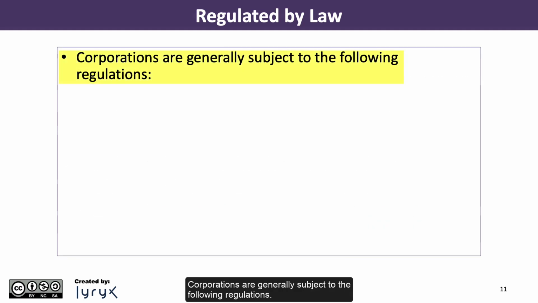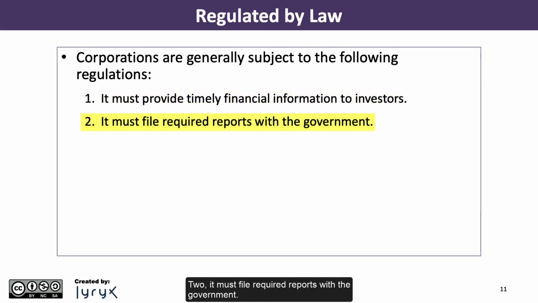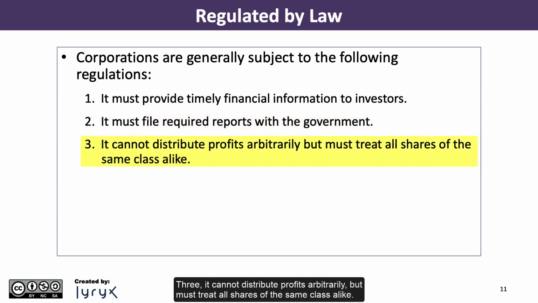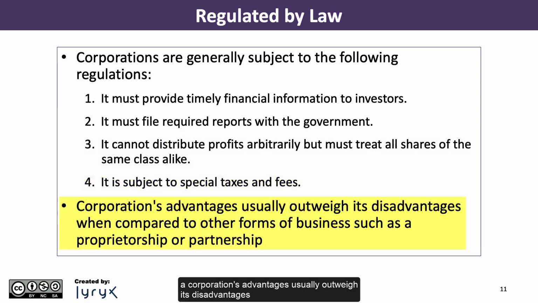Corporations are generally subject to the following regulations. 1. It must provide timely financial information to investors. 2. It must file required reports with the government. 3. It cannot distribute profits arbitrarily but must treat all shares of the same class alike. 4. It is subject to special taxes and fees. Despite these requirements, a corporation's advantages usually outweigh its disadvantages when compared to other forms of business, such as a proprietorship or partnership.